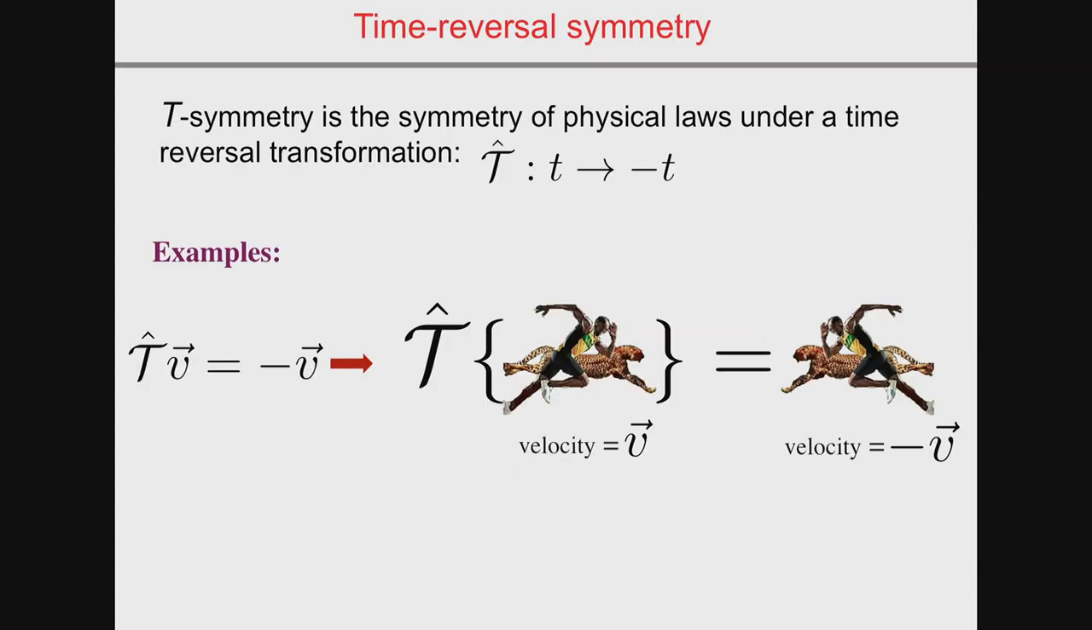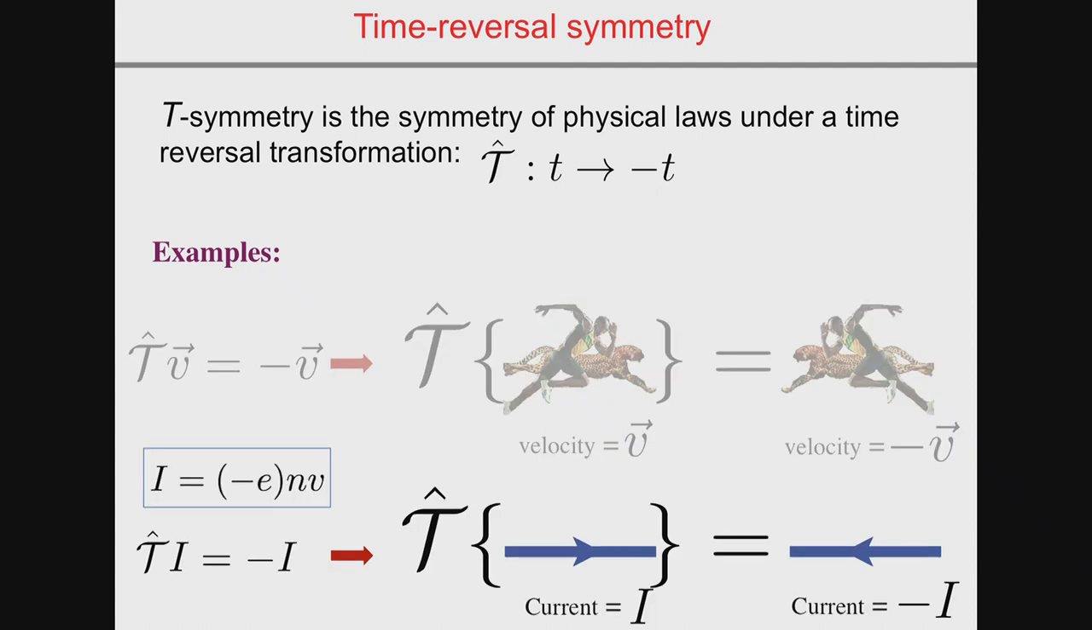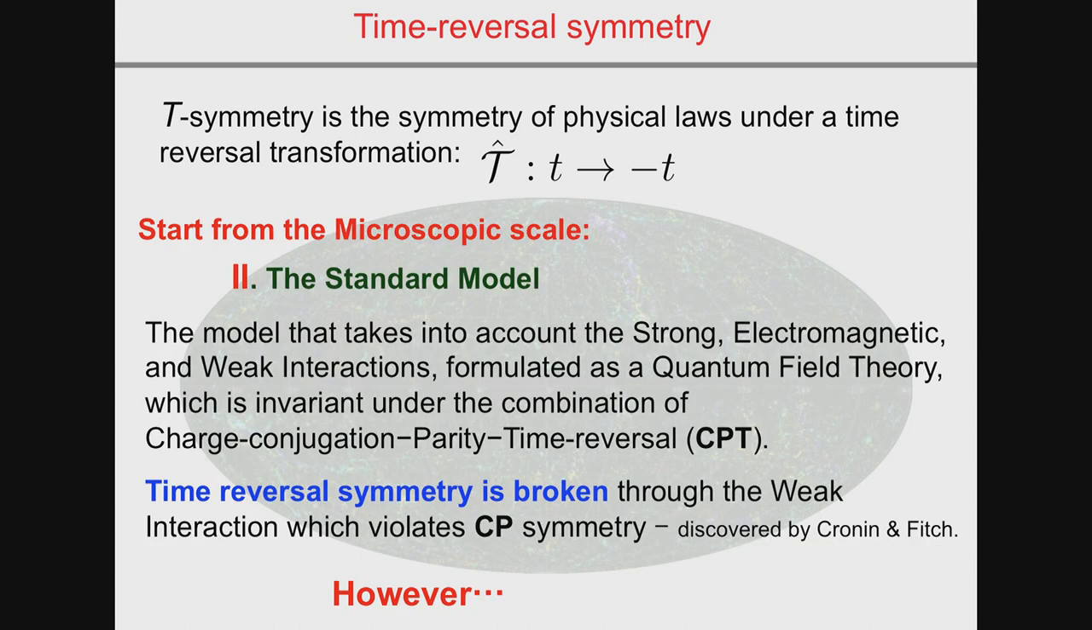So, time reversal symmetry. Well, this is the way the physical laws behave under the time reversal transformation. T goes to minus T. Time reversal operator applied to the velocity gets you the minus velocity. So if you apply it to a runner going right, you'll get now a runner going to the left. This allows you also to do the same for current. Current goes to the right. You apply the time reversal operator, you get now current goes to the left.